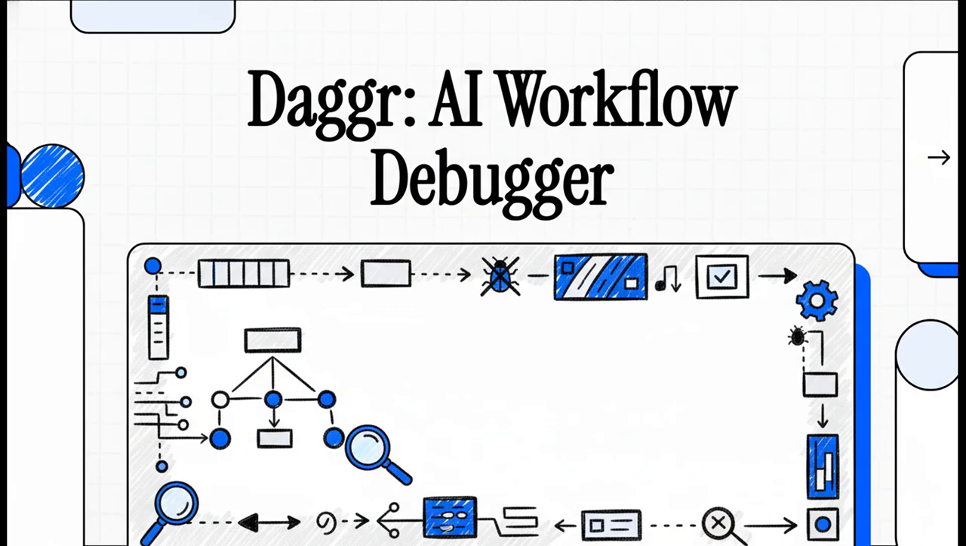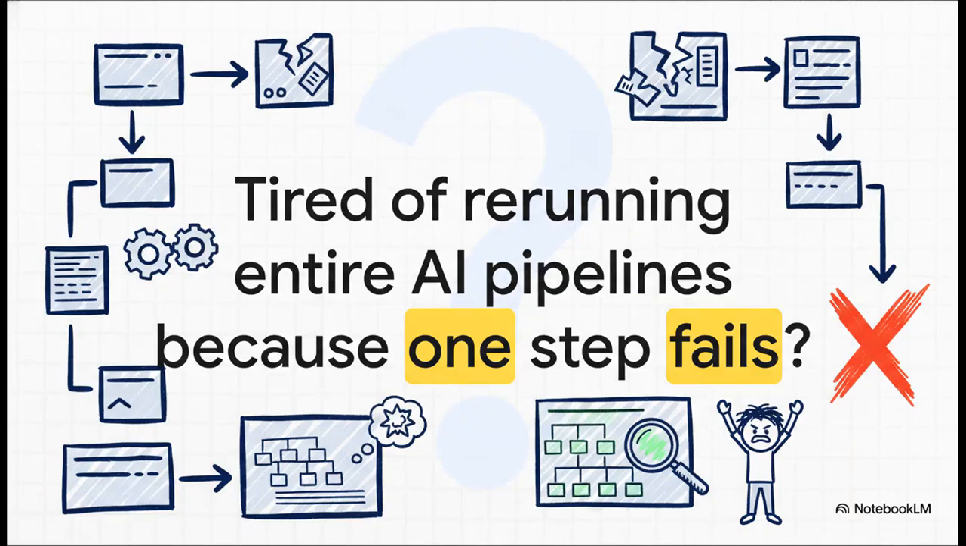All right, let's get right into it. Today, we're talking about a brand new tool that's trying to fix one of the biggest frustrations in AI development. It's an open source library from the folks at Gradio, and it's called Daggr. If you're building anything in AI, this probably hits a little too close to home. You know the feeling, right?